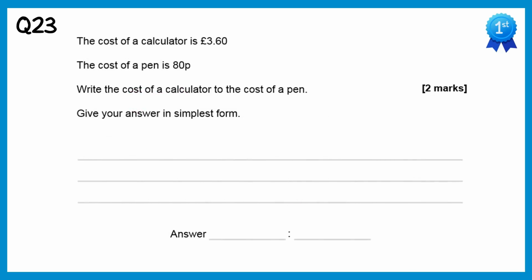For this question we need to simplify a ratio, but the numbers in the question have different units, one is in pounds and one is in pence, so we convert the £3.60 into 360 pence, so it's 360 to 80. We can simplify this ratio by dividing by 40 on both sides. Dividing 40 on the left gives 9, dividing 40 on the right gives 2, and that's your answer.